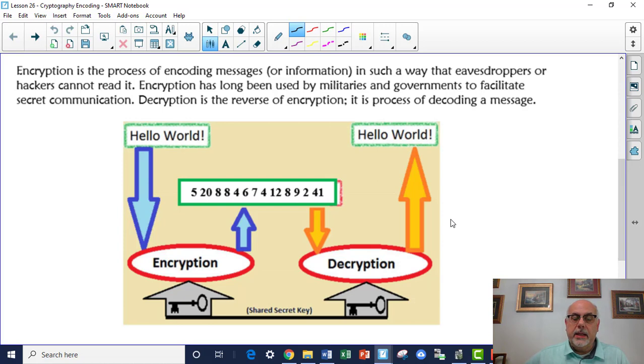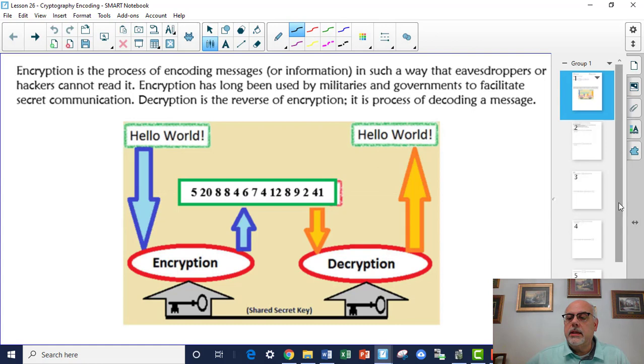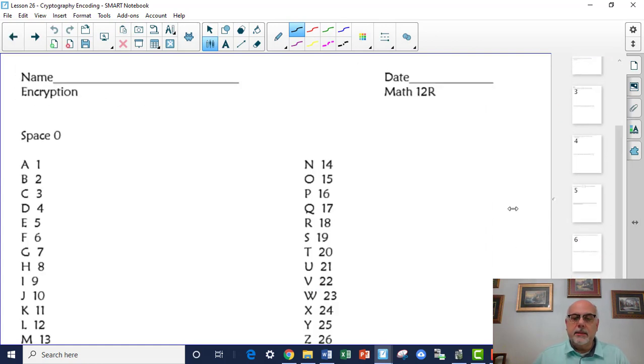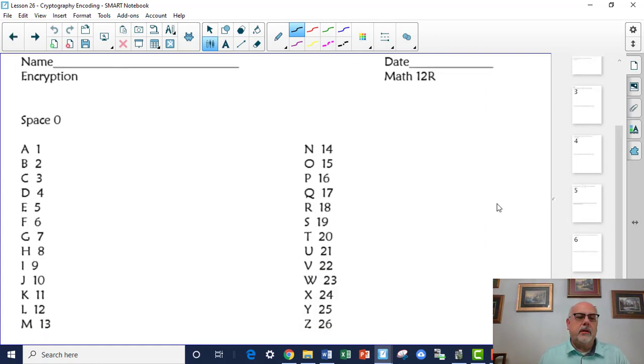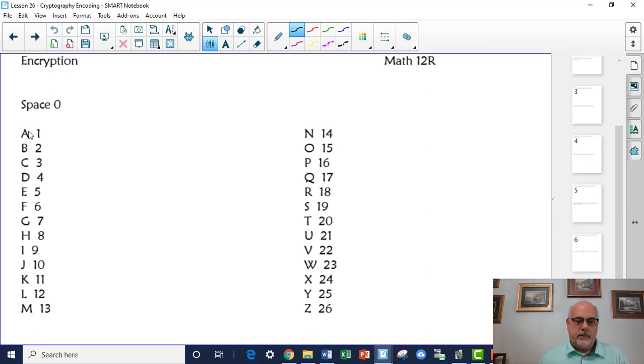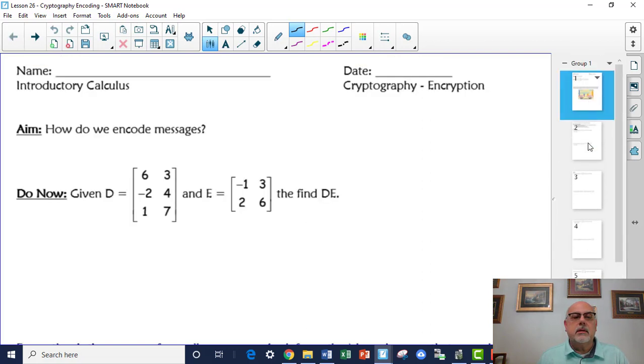Today we're going to look at encrypting a message, and the next lesson will be on decryption or decoding the message. In order to do this, you need to have a key, and this is a very basic one, obviously. If you have an A, you put it in your matrix as a 1, a B is a 2, and so on and so forth. Spaces are zeros.